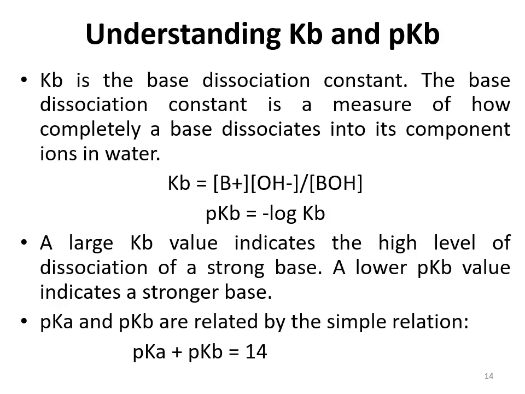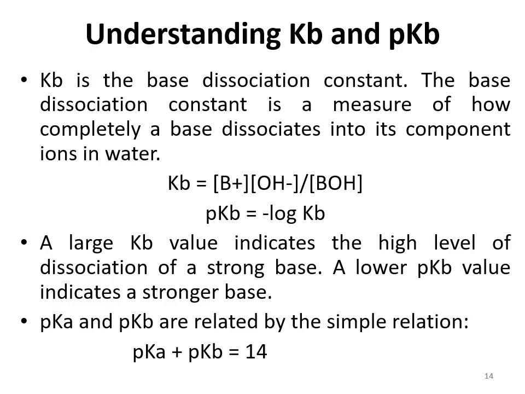Similarly, like Ka, Kb is the dissociation constant for the base. Kb is the base dissociation constant. The base dissociation constant is the measure of how completely a base dissociates into its component ions in water. So here is a dissociation equation: the B plus and hydroxyl ion concentration, the dissociated ion concentration, divided by the undissociated base. So pKb value will be the negative log of Kb.